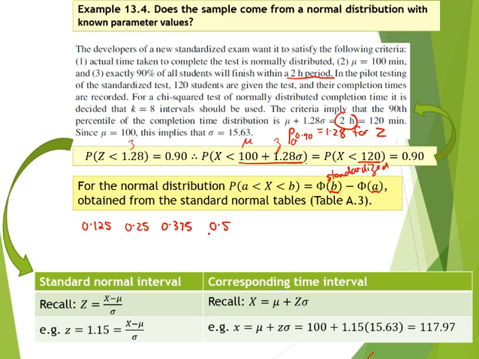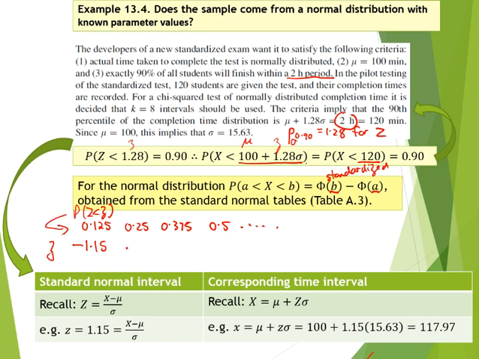You just add the 0.125 to the right and continue like that. But what is this Z then that is associated with this probability? It's minus 1.15. The Z associated with this is the probability Z less than z. These are the probabilities and these are the Z's.